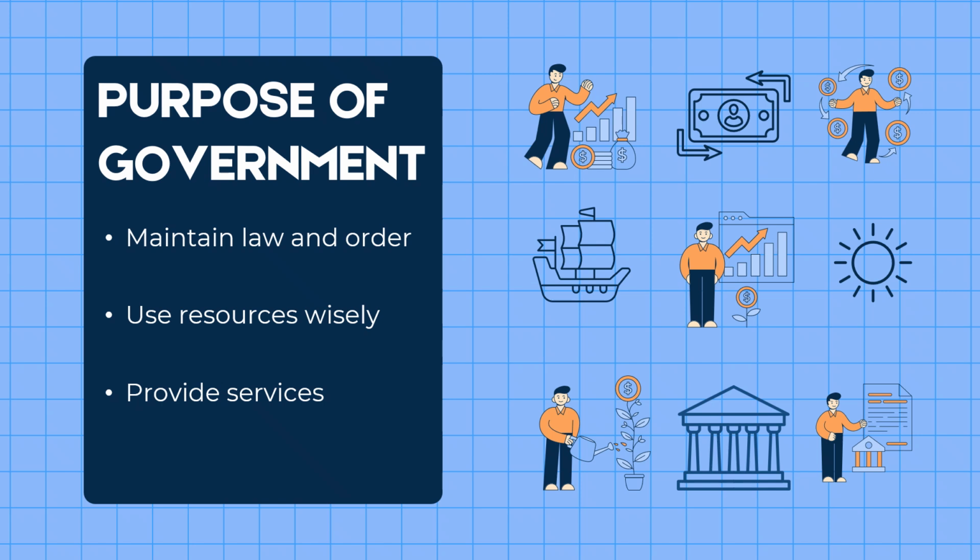The main purpose of government is to make sure the country runs smoothly. Government maintains law and order so people feel safe. It manages the country's resources properly and ensures that the citizens receive essential services like water, electricity and education.